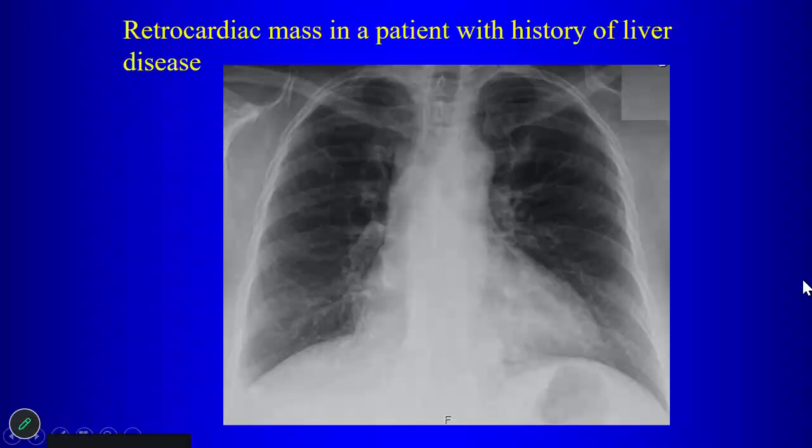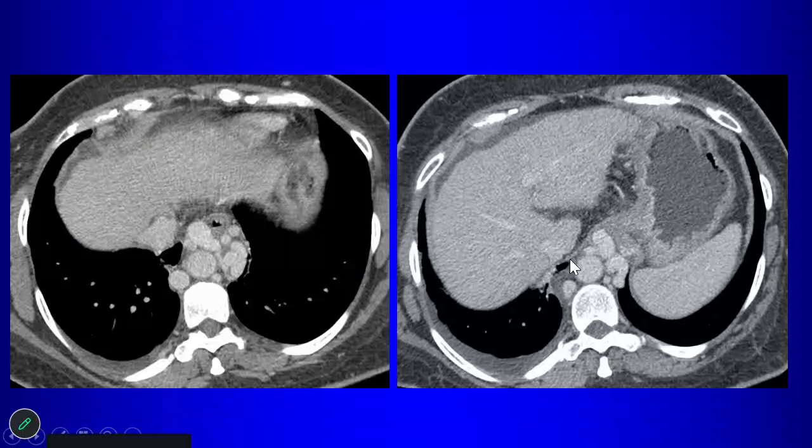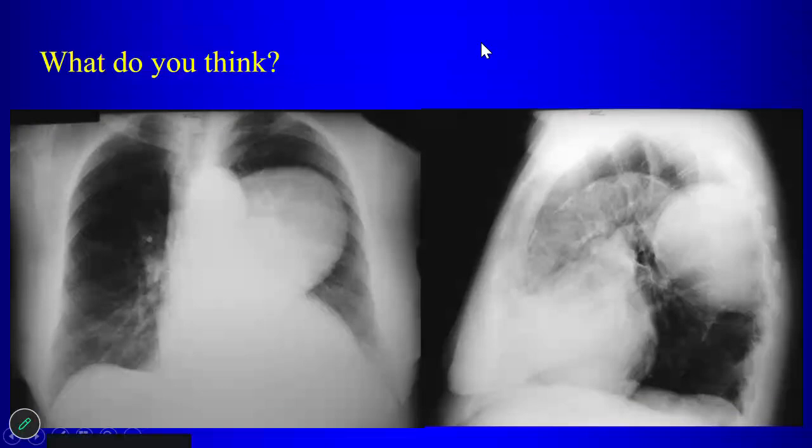If I tell you this patient has a history of liver disease, and we see this quite a lot here too, there's our retrocardiac mass. What does this turn out to be? Varices. These are varices, right? These paraesophageal varices in patients with cirrhosis can also give you mediastinal masses. If we see something like that, then we know what it is, okay?